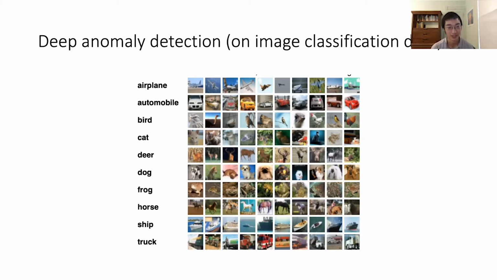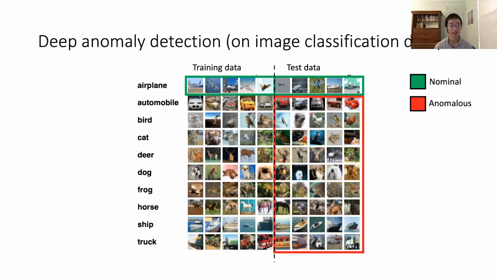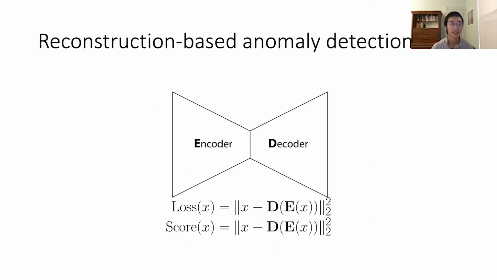So for instance, here's a data set, and we split up the data into training data and test data. We take one class as the nominal class for the training data, and then on the test data, we take that class versus all other classes. And so we only get the nominal data in training, and we're supposed to classify this kind of data versus all other classes. The typical way this is done is using a reconstruction-based anomaly detection system.